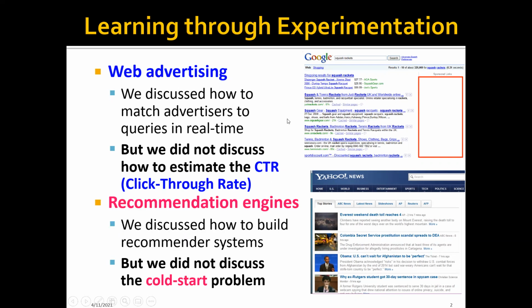And remember, even several lectures ago, we talked about how to build recommendation engines or recommender systems, but we didn't really discuss how to actually handle the cold start problem. Specifically, when a new item, or cold start item, appears, do we choose to recommend this new item to the users, or do we choose to only keep recommending the old items just to be safe?